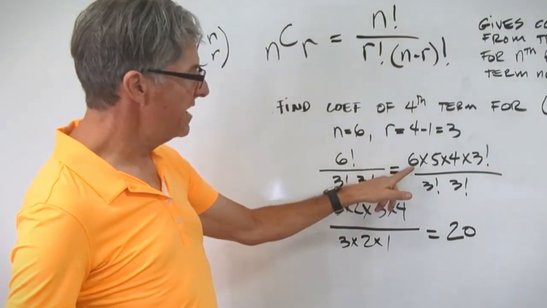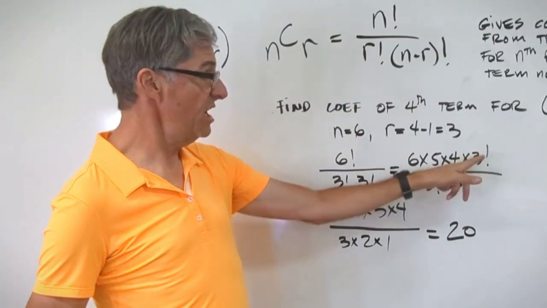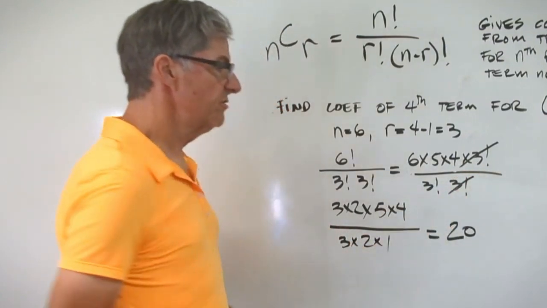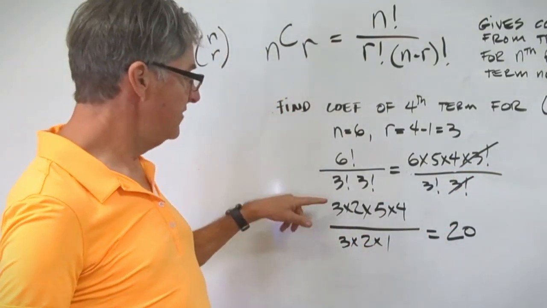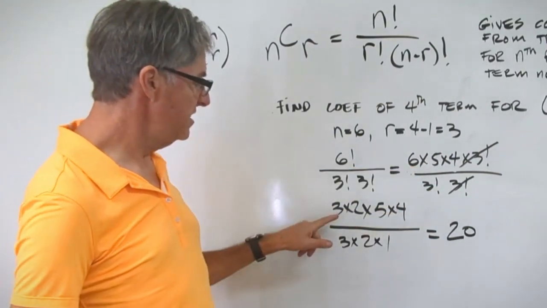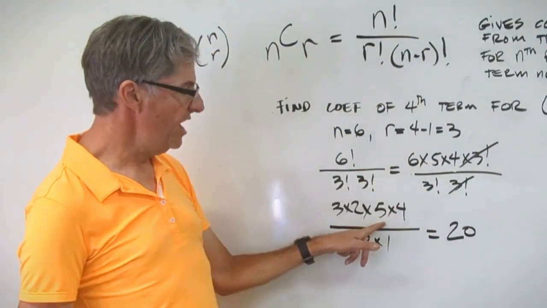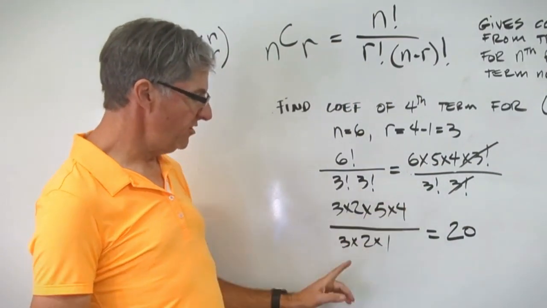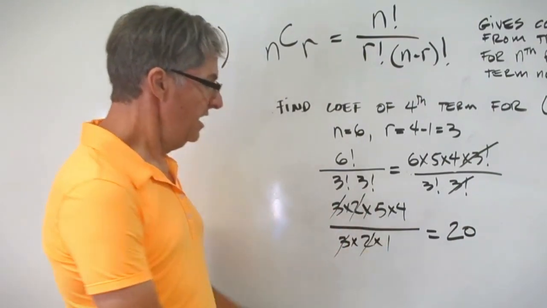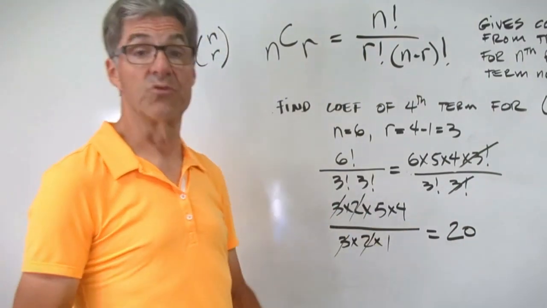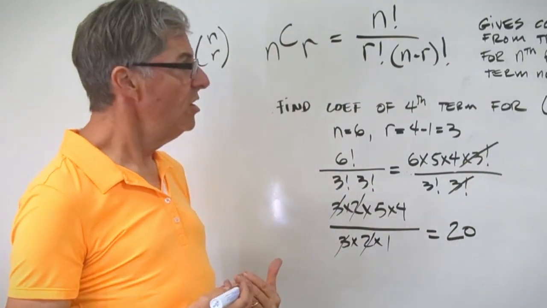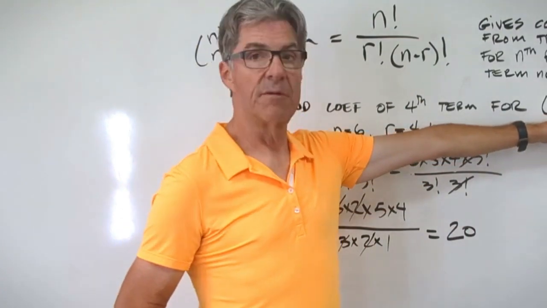So I expand out my 6 factorial, 6 times 5 times 4 times 3 factorial. That's what's left. And I can cancel 2 of those 3 factorials. And now I have 6 times 5 times 4 over 3 factorial. I broke my 6 down into 3 times 2, and then I brought my 5 times 4 over, and then my 3 factorial is just 3 times 2 times 1, and I can cancel these 3's and these 2's, and I have 5 times 4 over 1, which is 20. So that is the coefficient from the triangle for an expansion to the 6th power.